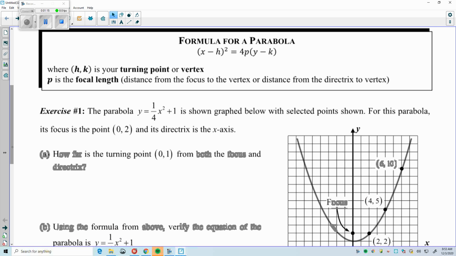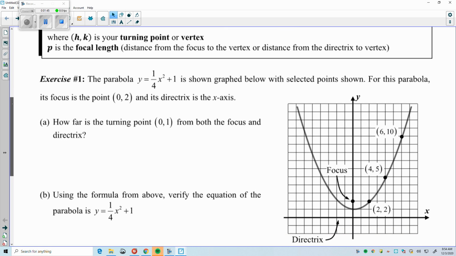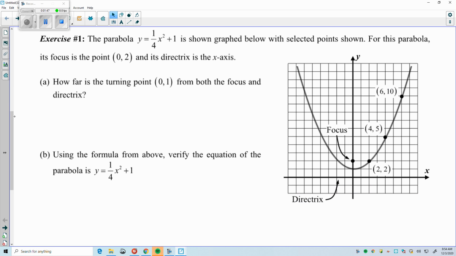Now, a formula that will give you the equation for a parabola is given below. The things that you need to know are h and k, those two letters. That is going to be your turning point, or the vertex of the parabola, that we have found in the past. And then the letter p, that's new, that's the focal length. That's going to be the distance from either the focus to the vertex or the distance from the directrix to the vertex. We're going to take a look at this graphically so we can see where all of this comes together. But those are the vocab words that we need to be aware of.